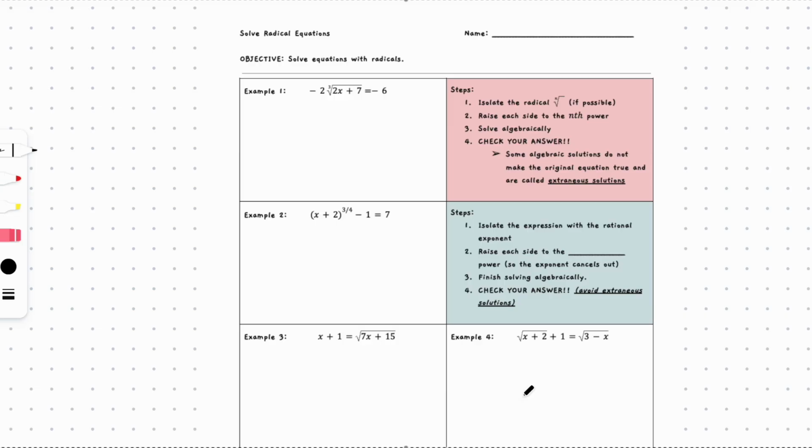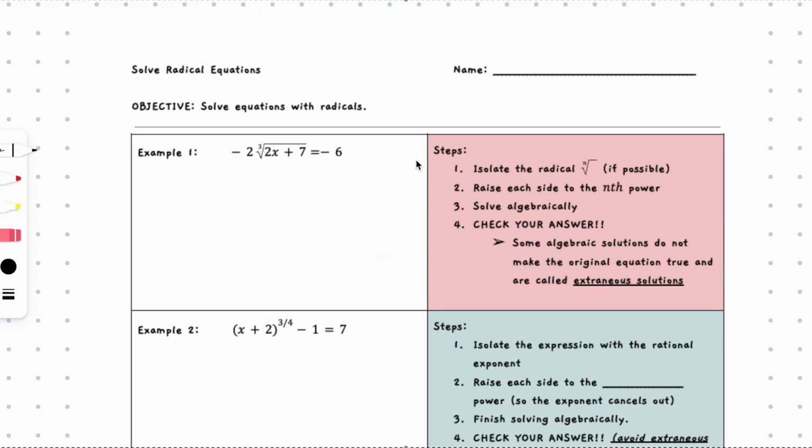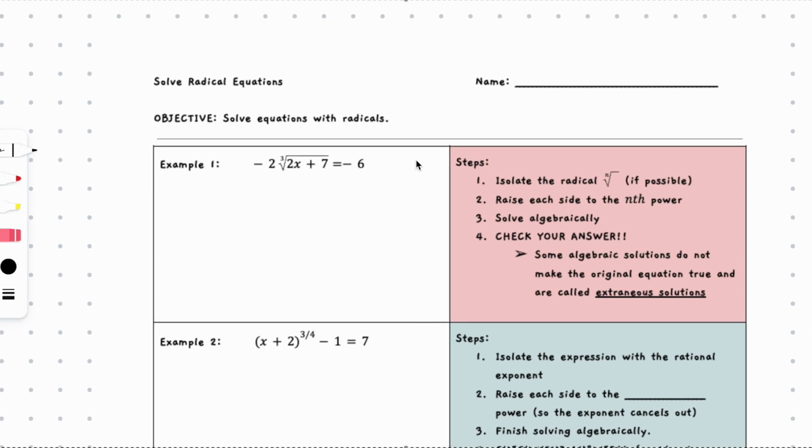Okay, so let's start with example 1. We're given this radical equation, -2 times the third root of 2x plus 7 equals -6. Essentially, when we're asked to solve any equation, we want to isolate x. And this is how I think about solving any equation. We first want to see what we're doing to x and just do the exact opposite of that. So we want to isolate the radical. This is going to be our first step.